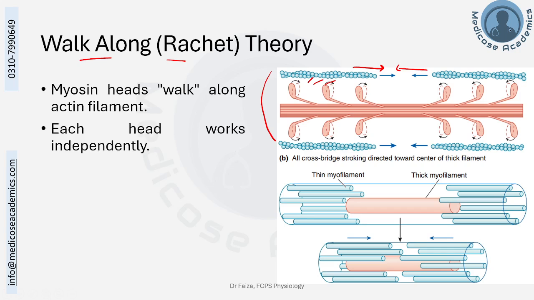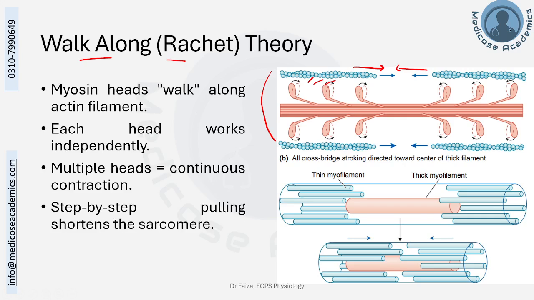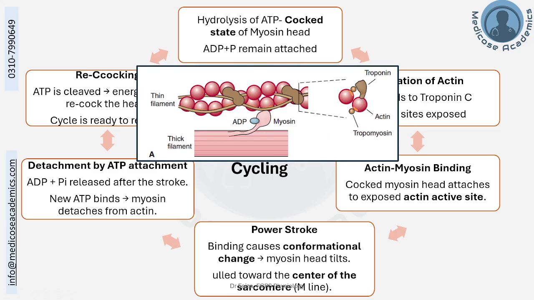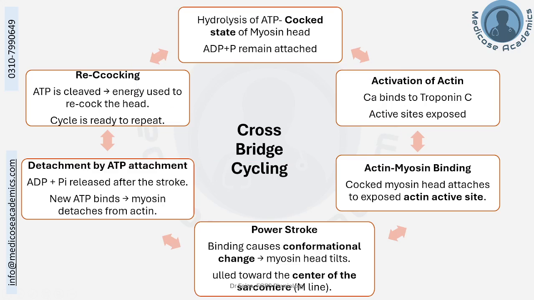So myosin heads walk along the actin filaments. Each head works independently. Multiple heads continuously keep on attaching and detaching, leading to continuous contraction and step by step pulling of the actin filaments to the center of the sarcomere. This is the complete cross-bridge cycling, and we will see its steps one by one. We will start our discussion with the cleavage of ATP, which is the essential precursor of skeletal muscle contraction.